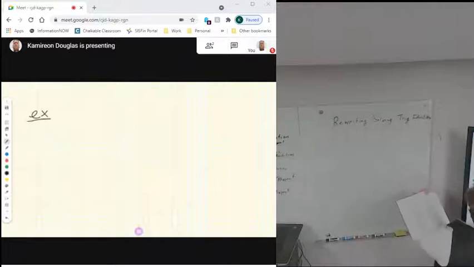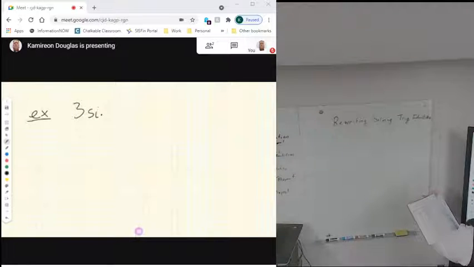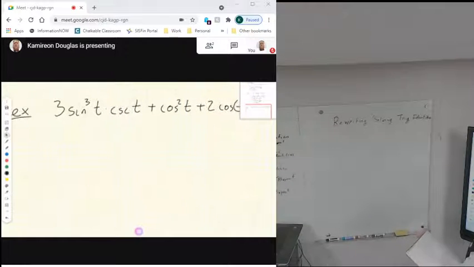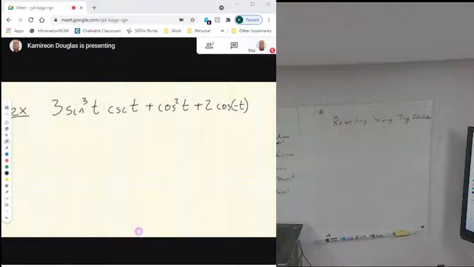Let's see what could happen here. 3 sine cubed t times cosecant of t plus cosine squared of t plus 2 cosine of negative t times, last thing, secant of t.